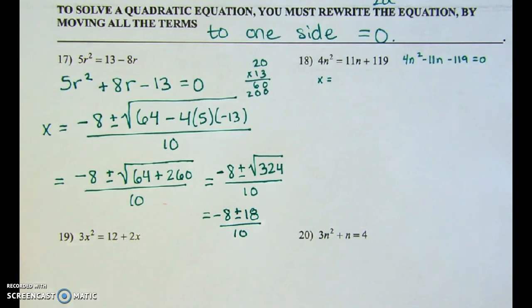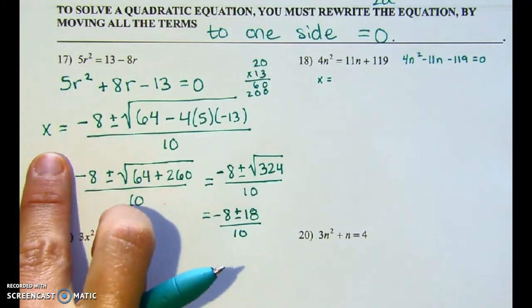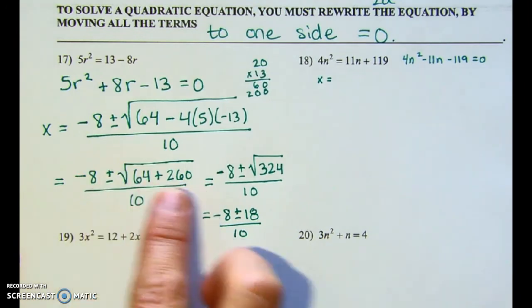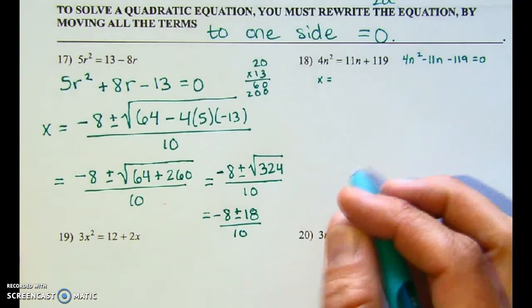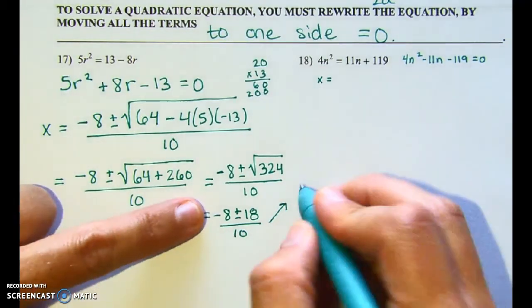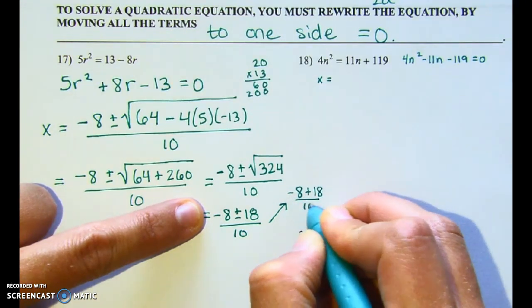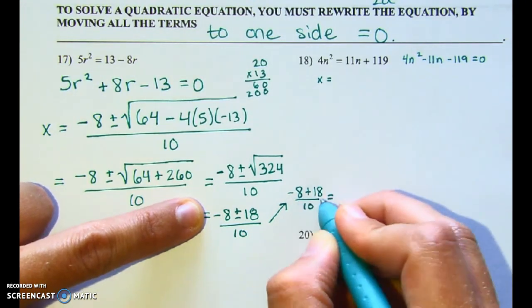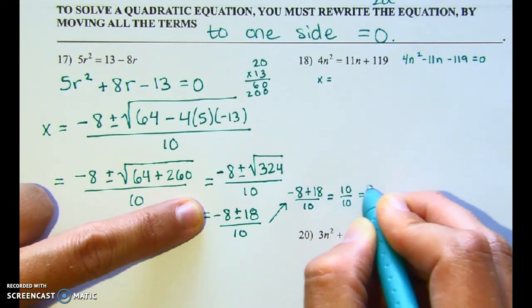Now, do you remember what happens next? 2 r's. Oh, look at, I changed it to x by accident. Oh, but I only have it here. 2 r's means 2 answers. So I like to go like this. I like to draw an arrow. One answer is going to be negative 8 plus 18 all over 10, which equals negative 8 plus 18 is 10. 10 over 10 equals 1.